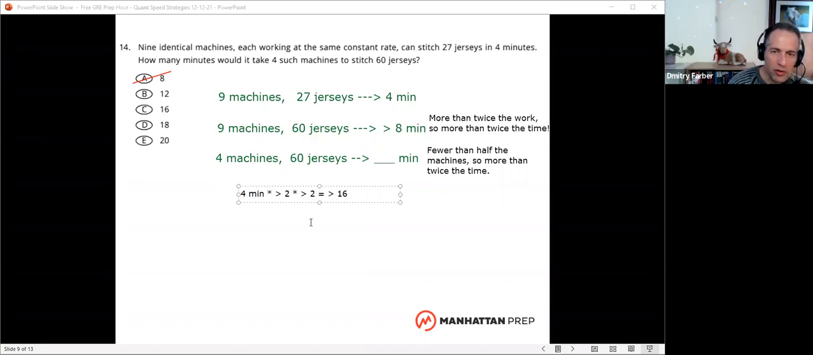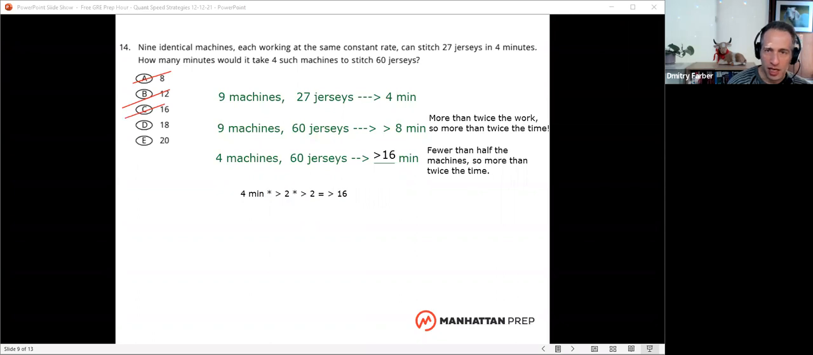So it's going to have to be more than 16. It's some number that's more than 8, and then double that and then some. It's going to be more than 16. Do we all see that? So I can immediately cross off B and C, and I have to pick out of D and E.